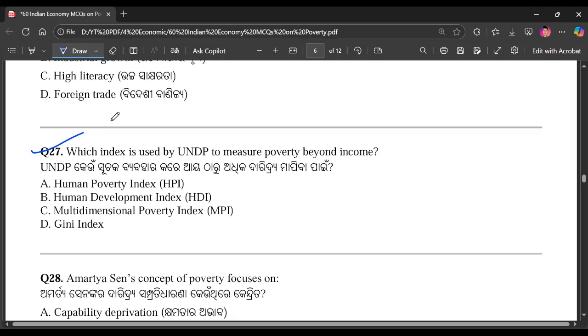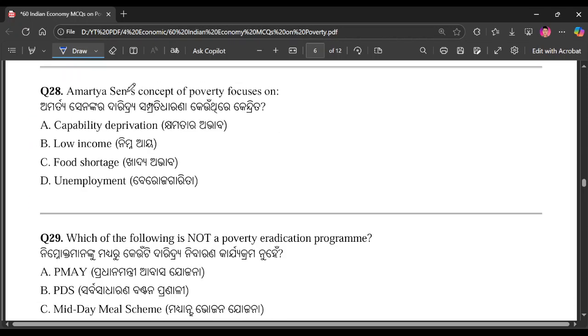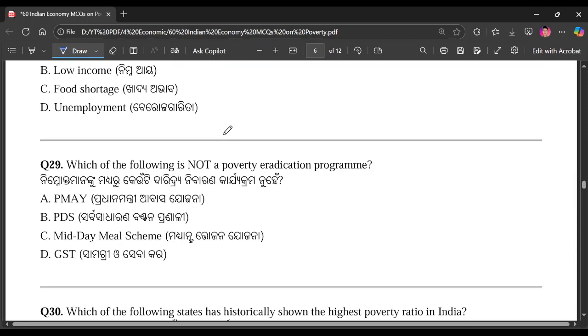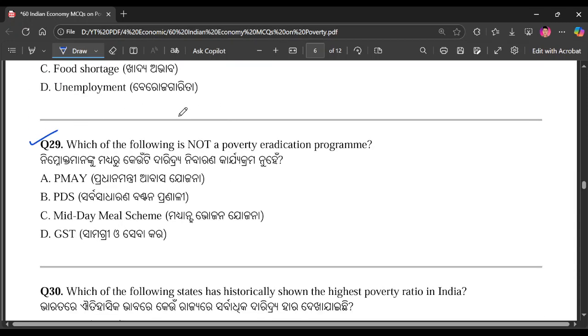Question number 27. Which index is used by UNDP to measure poverty beyond income? Right answer is option number C. Question number 28. Amartya Sen's concept of poverty focuses on. Right answer is option number A. Question number 29. Which of the following is not a poverty eradication program? Right answer is option number D.